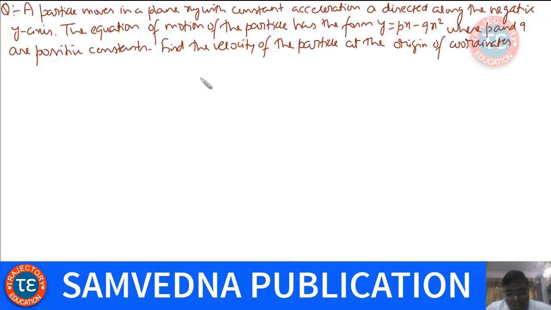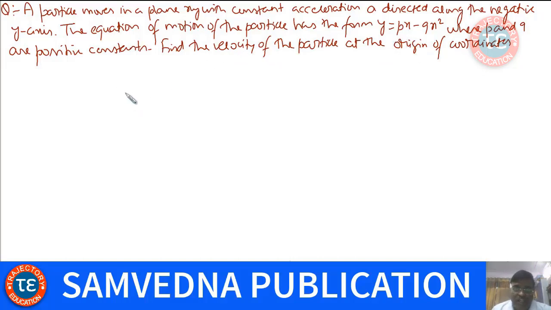Now let's do some questions on projectile. Suppose, let's see this question. A particle moves in a plane xy with constant acceleration a directed along the negative y-axis. The equation of motion is given by y equals px minus qx square, where p and q are positive constants, and the velocity of the particle at the origin of coordinate is.